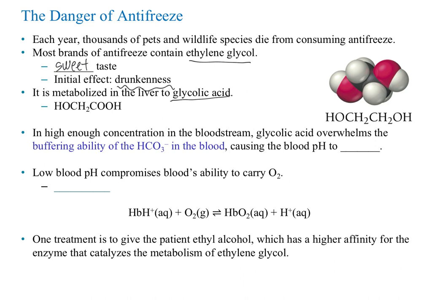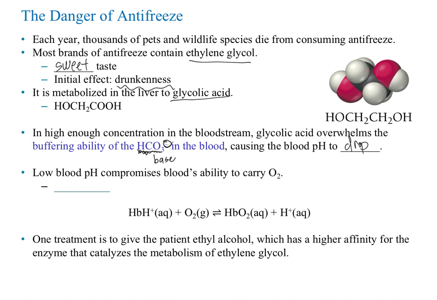And glycolic acid is this molecule here that can actually react with the bicarbonate ion in your blood, causing your pH to drop. So since it's an acid, it's going to react with the bicarbonate ion, which can act like a base. It's amphoteric because it has a negative charge. It can act like an acid or a base: acid if it donates a hydrogen, or a base if it takes a hydrogen on.